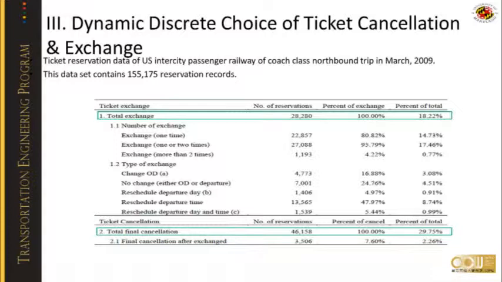You see that the exchange and cancellation is significant, in the sense that 18% of the people exchanged or canceled this ticket somehow. So there are about 20% of these people that did something with their ticket. Now, we also simplify the problem again, because we want to apply this dynamic discrete choice modeling, so we wanted to stay in a reasonable framework. So we consider those who exchanged one time. If they exchange one time, they are out of the market. We don't allow them to exchange multiple times.